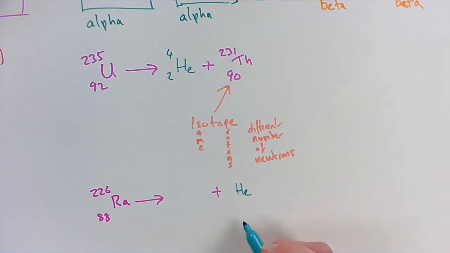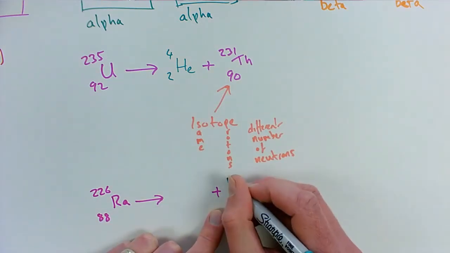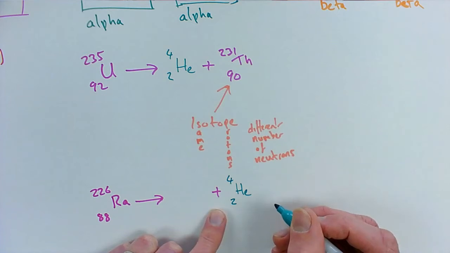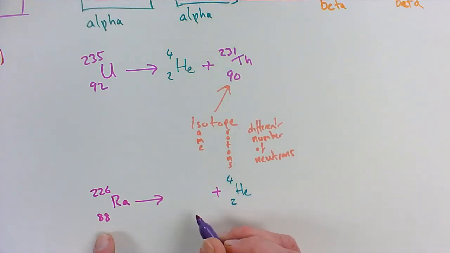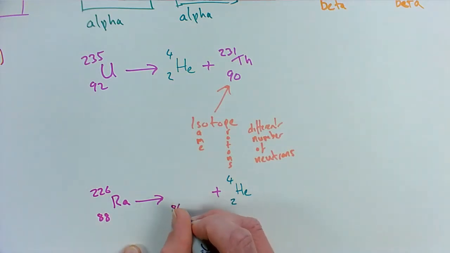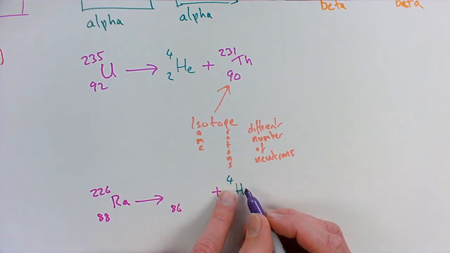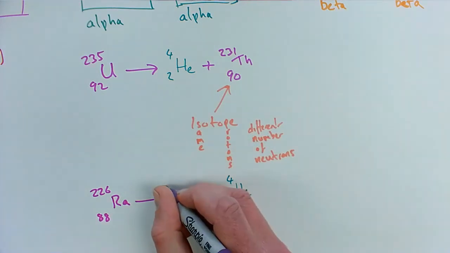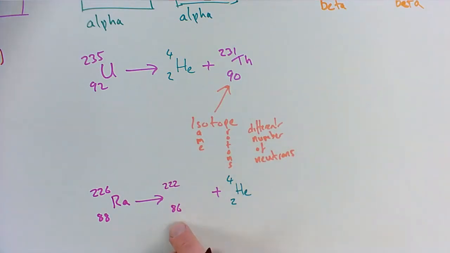Okay, so we have to remember, our number at the bottom for alpha is 2, at the top is 4, and now we're working out what's left here. So 88 minus 2, 86 at the bottom, 226, and then 4 have been given out with this alpha particle, 222. So we go to our periodic table, we're looking for 86, it's the bottom number we go with.